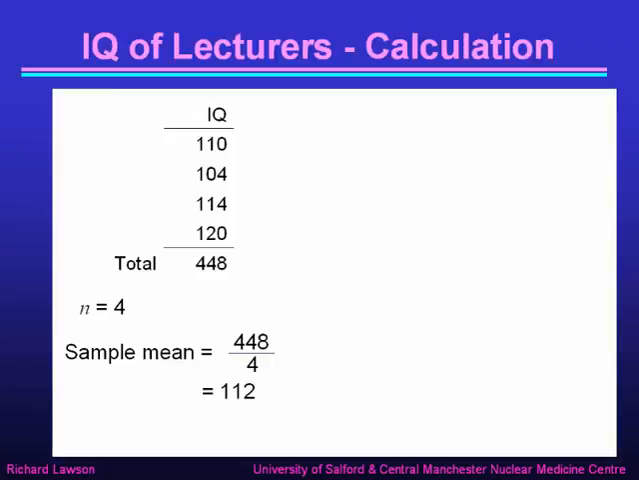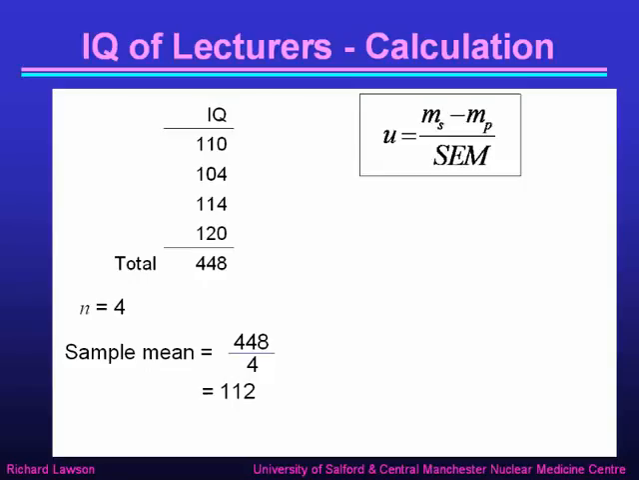So first of all, to do the calculation, we work out the average IQ. We've got values of 110, 104, 114 and 120, which adds up to 448. N is 4, so the sample mean is 448 over 4, which is 112. That's the mean IQ of our 4 lecturers.